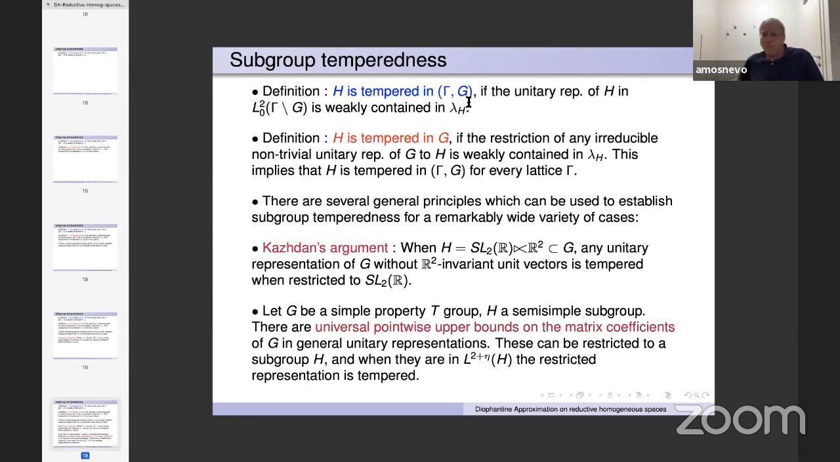Now, let G be a simple property T group and H a semi-simple subgroup. Then there are universal pointwise upper bounds on the matrix coefficients of G in general unitary representations. A very well-known fact to everybody here, the theory of matrix coefficients of simple groups. And so you can take these universal pointwise upper bounds and simply restrict them to the subgroup H. It's a function on H, the matrix coefficients along H. And it may well be the case that when you restrict them to H, they are in L2 plus epsilon of H. And so the representation restricted to H is a tempered representation. It's weakly contained in the regular representation of H. So you sort of have to see it in order to believe. The argument itself is completely elementary, but maybe you think it's very rare, but it's not.